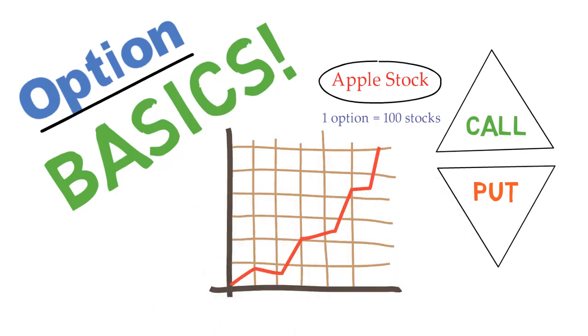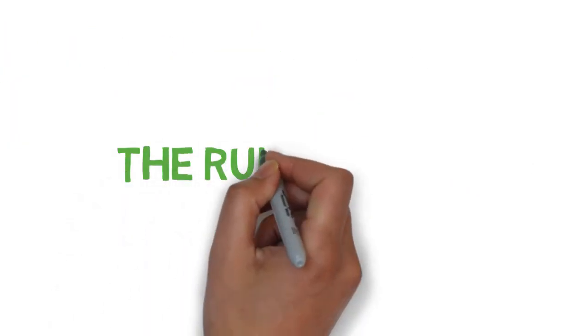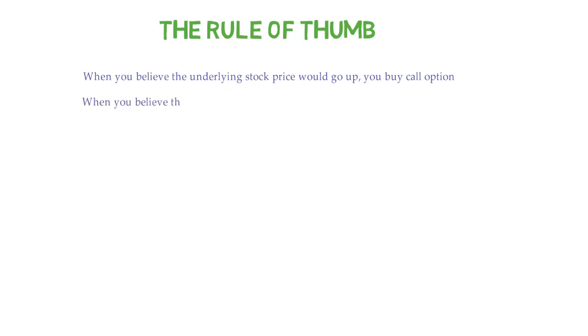Now, how to decide whether to buy a call or put option? The rule of thumb is when you believe the underlying stock price would go up, you buy a call option. When you believe the underlying stock price would go down, you buy a put option.